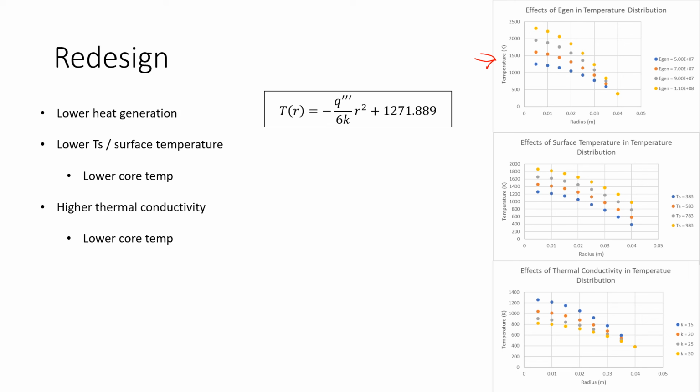Also, we want to lower the surface temperature, which will also lower the core temperature in this graph right here, so we can avoid, again, being too high at the core. And finally, we want a higher thermal conductivity. The higher the thermal conductivity, the lower the core temp. So our trend in this graph right here, when K equals 30, we started at a lower temperature than when we started at 15.